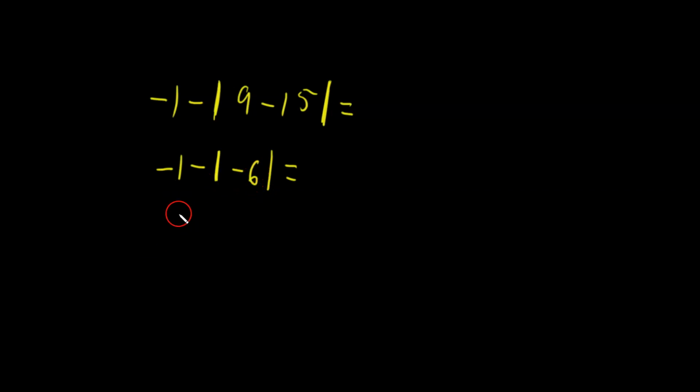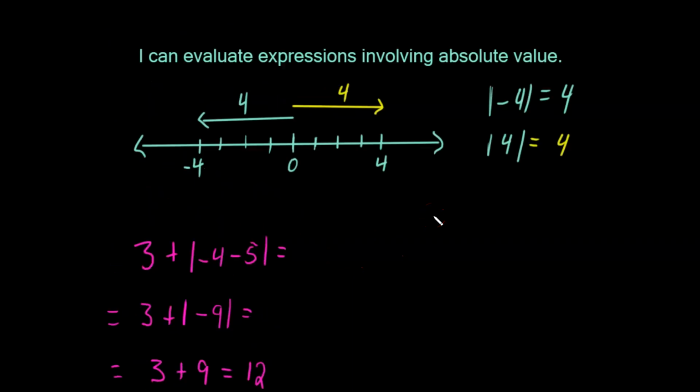Well, what's the absolute value of -6? It's just going to be +6. So we've got -1 minus 6. -1 minus 6 equals -7, and that is going to be our final answer. So we've got a few different examples of evaluating expressions involving absolute value. I hope by now you can say, "I can evaluate expressions involving absolute value."